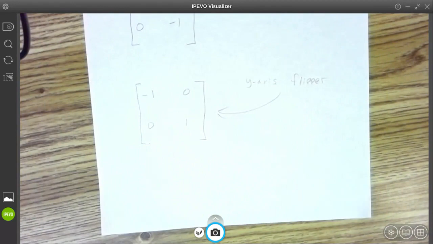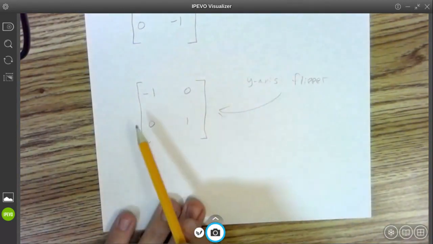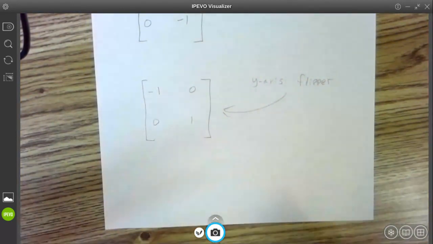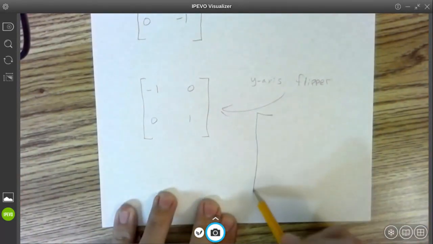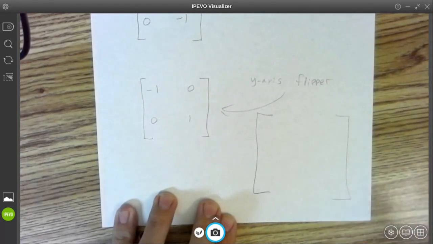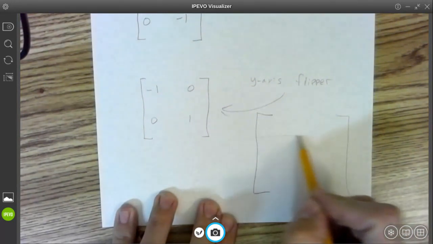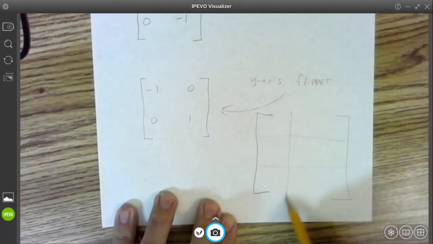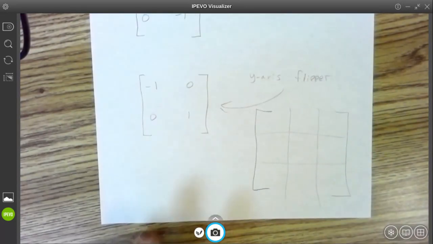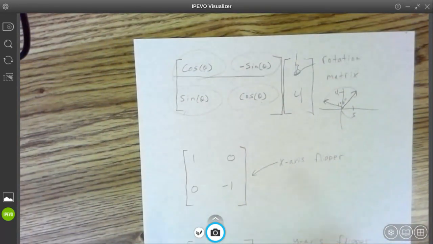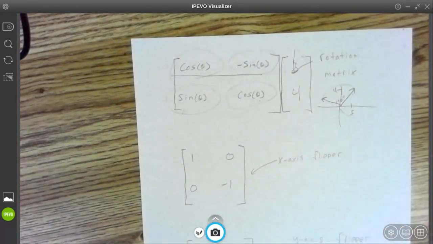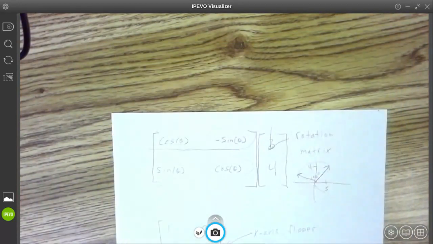Y-axis flipper, this is the one for that. This is just what can be done. If you were working in 3 dimensions, there'd be a different matrix for rotating the coordinates of 3-dimensional objects somehow, but still, it revolves around the same idea. It has to do with sine, cosine, which is why we love trigonometry.